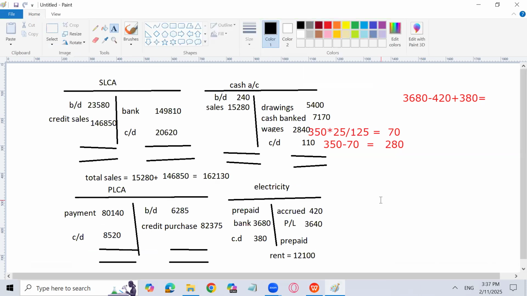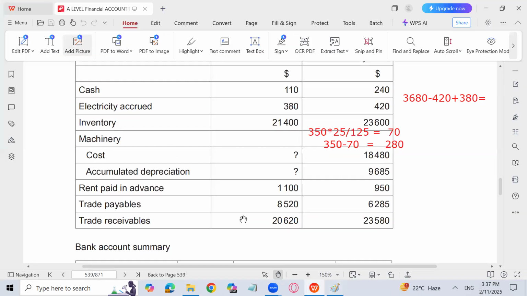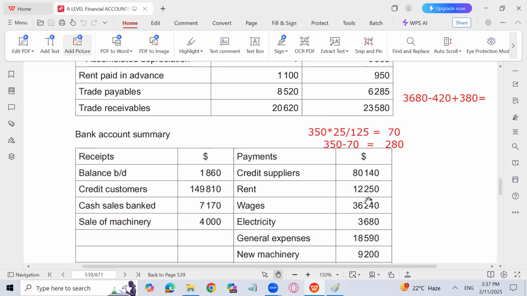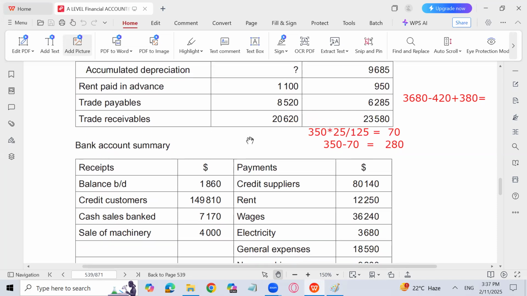Okay. Now I am going to prepare the depreciation. I have to get the depreciation also. Sorry. Yes. For rent, the amount given is 12,250. So opening 950 will be added and 1100 rent paid in advance is going to be subtracted. So the answer will be 12,100.